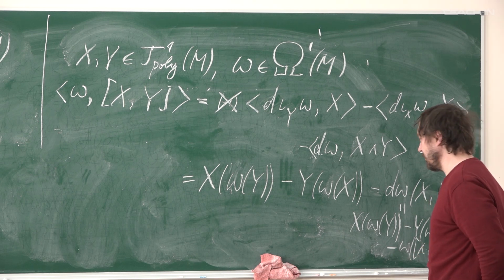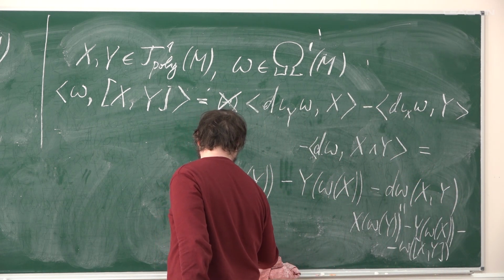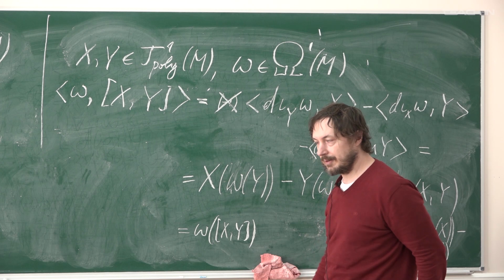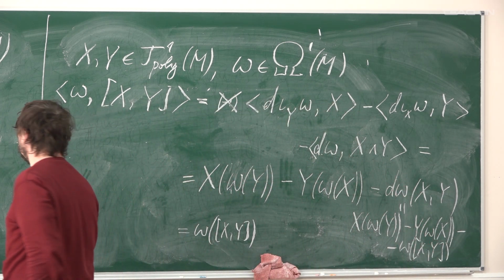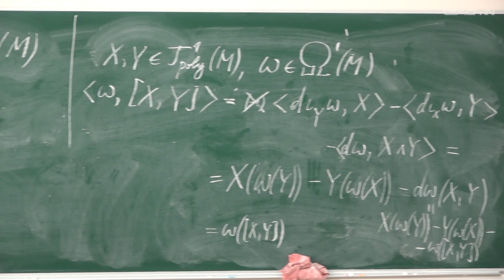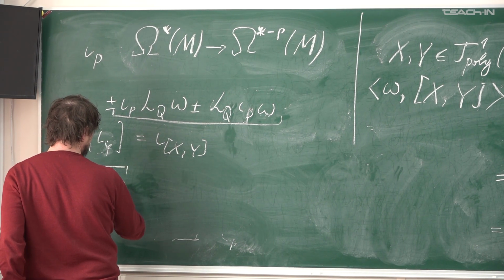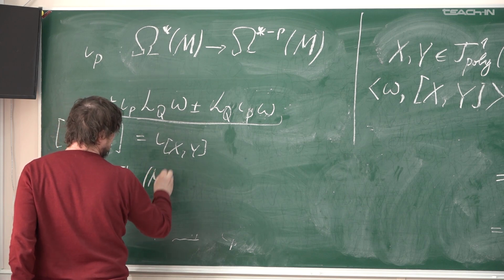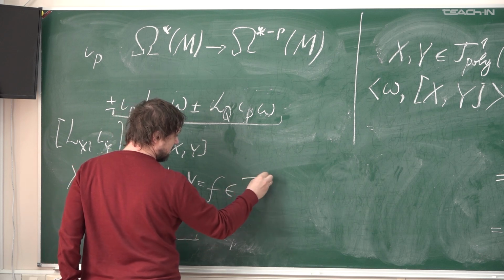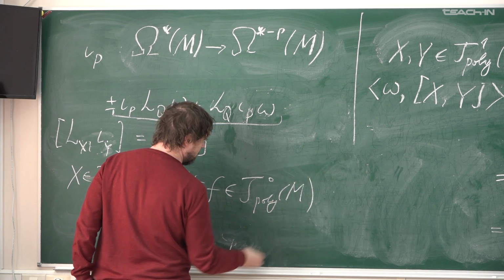Right? So when we substitute this, we get just omega of x comma y, and that's precisely what we need to obtain, right? Also, you can do this in the case where, say, x is a vector field, and y is equal to a function, which is just a 0 polyvector field. And again, you can do this by direct computation.